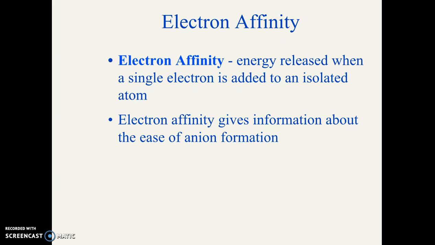So the nonmetals have a higher electron affinity than the metals do. So as I go across the periodic table towards the nonmetals, it goes up. And then as I go down, it also goes down because they just get too big to really care.